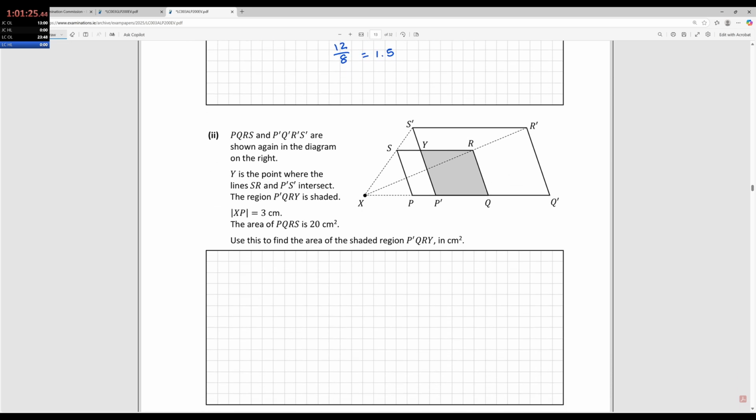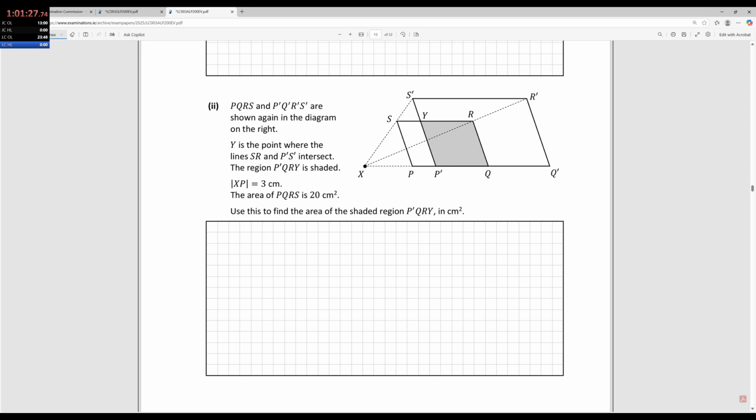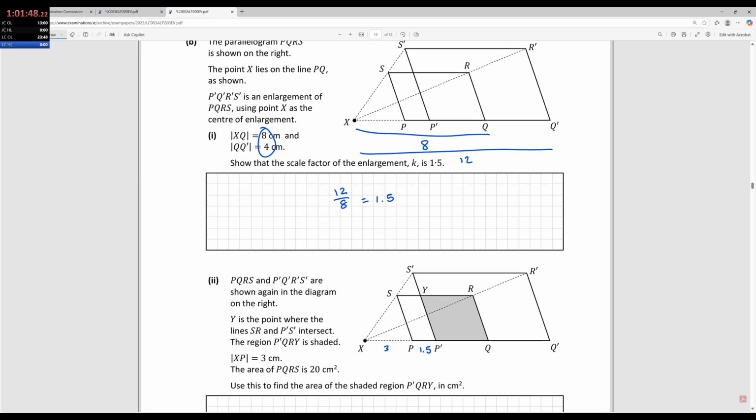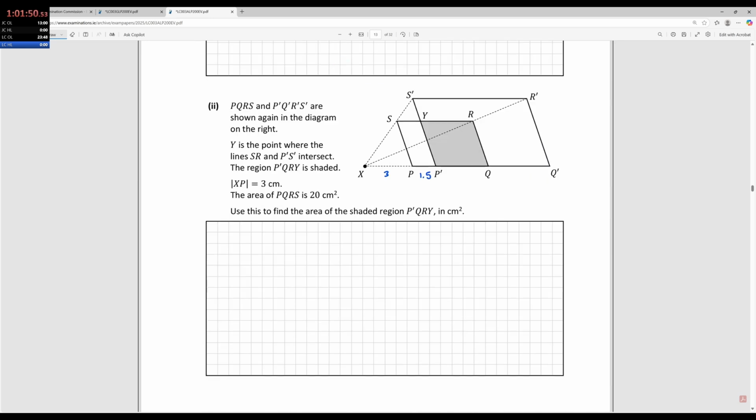But they're shown again in this diagram on the right. Y is the point where the lines intersect. The region is shaded. X to P is 3. The area of P, now that's intriguing. So this is 3. And it's 1.5 over here then, because we'd have to multiply by 1.5. When we multiply by 1.5, this would be 4.5, but that means that's 1.5. They tell us the area of PQRS, the entire parallelogram, is 20.